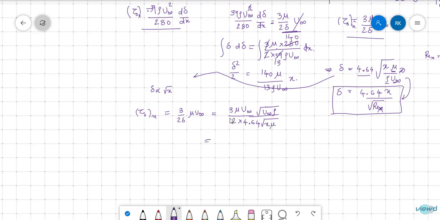Now tau naught at x is inversely proportional to root of x. All these are constants, so x is the only variable. So this is another important relation. Delta is directly proportional to root x, and shear stress at any point in the x direction is inversely proportional to root x. So these two you should remember.